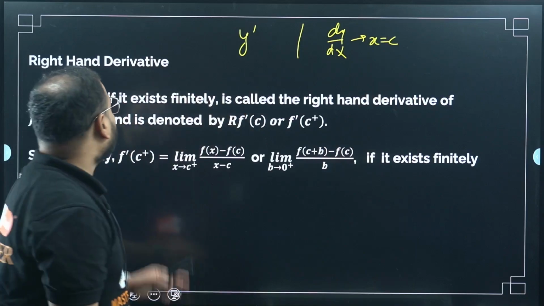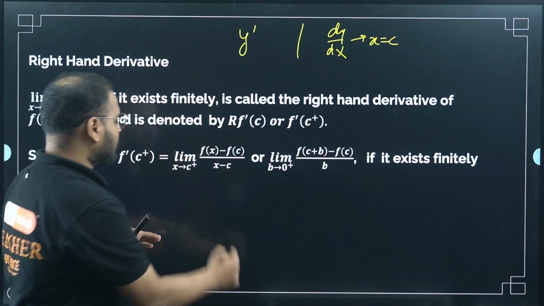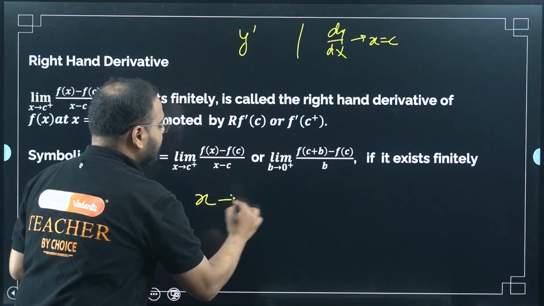Now coming up, we have the right hand derivative. Right hand derivative means whenever, let's say we are talking about the point x equals to c, x equals to c.